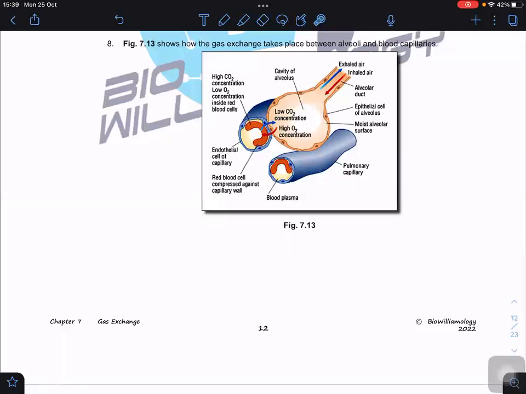And vice versa, because of ventilation, the inhaled air contains high O2 concentration, and the blood entering the lung has low O2 concentration or O2 partial pressure. Therefore, O2 diffuses from the alveolar cavity into the blood capillary.